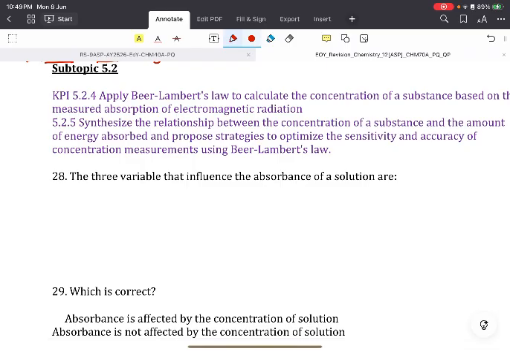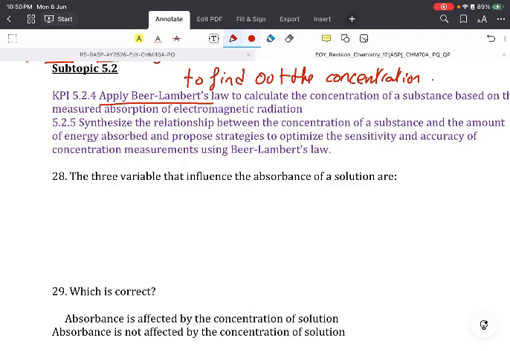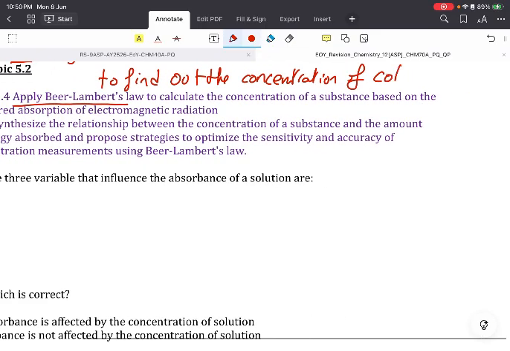The 3 variables that influence the absorbance of a solution. So in this topic, you have to learn about the concentration affected by the absorbance. So we measure the absorbance in order to know how much is the concentration. And Beer-Lambert's law is usually used to find out the concentration of specifically colored solutions.